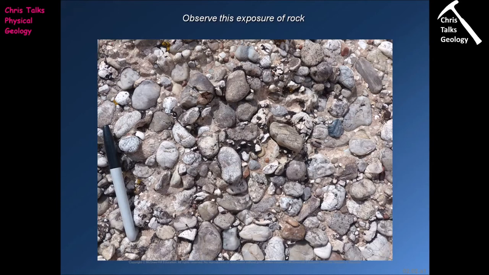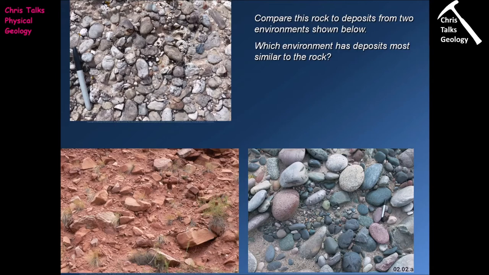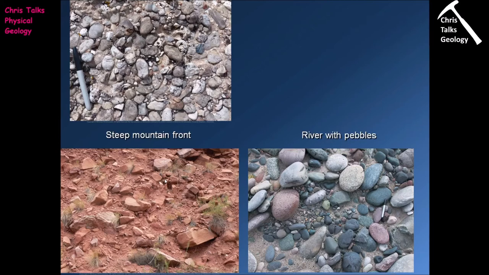So as we can see here, just for comparison, we're going to look at a couple of modern examples. So here we have an example of a sediment that's been deposited by a landslide. We can see it's similar to the sediment we were just talking about. We can see it has big clasts, but these clasts are angular. They have lots of sharp corners. And so that would suggest that this steep mountain front deposit, this landslide deposit, is not the type of environment in which this sediment that was later turned into a rock was deposited.